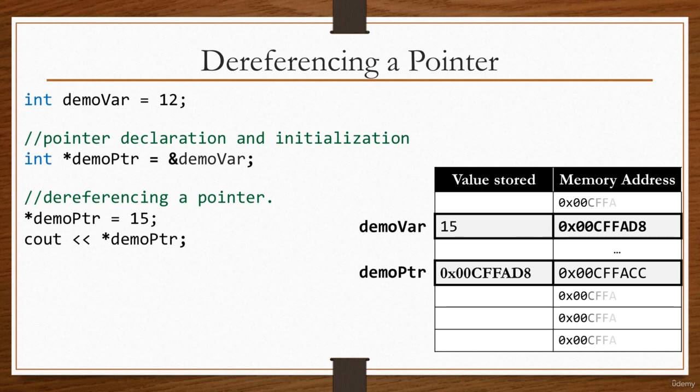So cout demo ptr. I dereference that demo pointer, and that will print out 15. Again, we can either use demo var directly to make direct changes to what is stored in that memory location, or we can access that memory location indirectly using a pointer, and then dereference that pointer to read from that memory location or to write to that memory location.